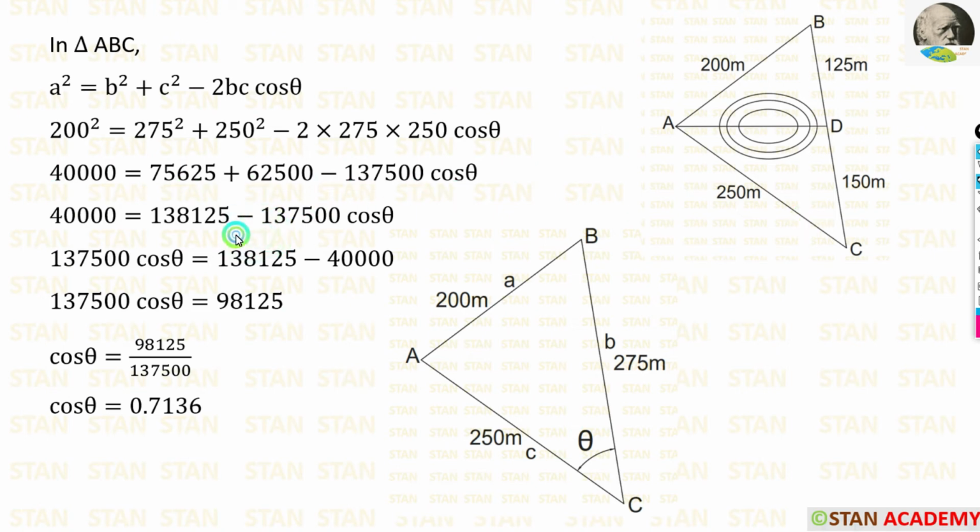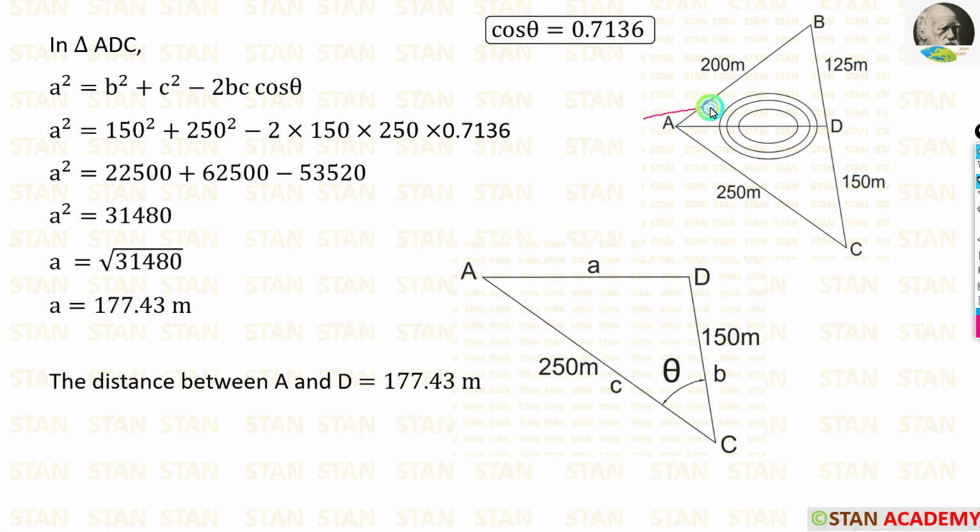Then we can take this negative value on the left side, so it will become positive. Also we can take this 40,000 on the right side, so it will become negative. When we subtract 40,000 by this value, we will get this. Then we can take this value on the right side, it will come in the denominator. Finally we are getting cos theta is equal to 0.7136.